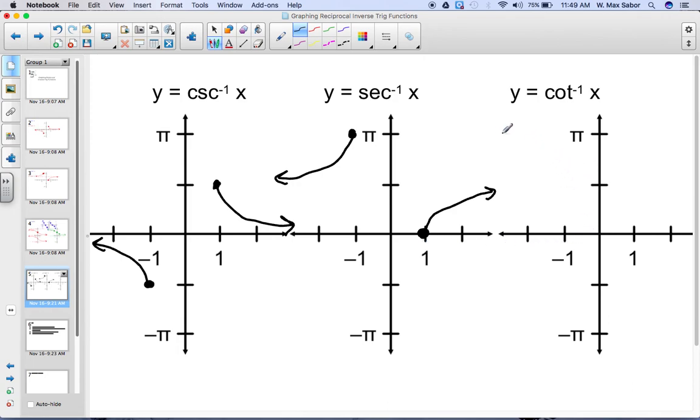Arccotangent has an asymptote at y equals π and at y equals 0, and then is a descending curve. So those are our basic arccosecant, arcsecant, and arccotangent curves.